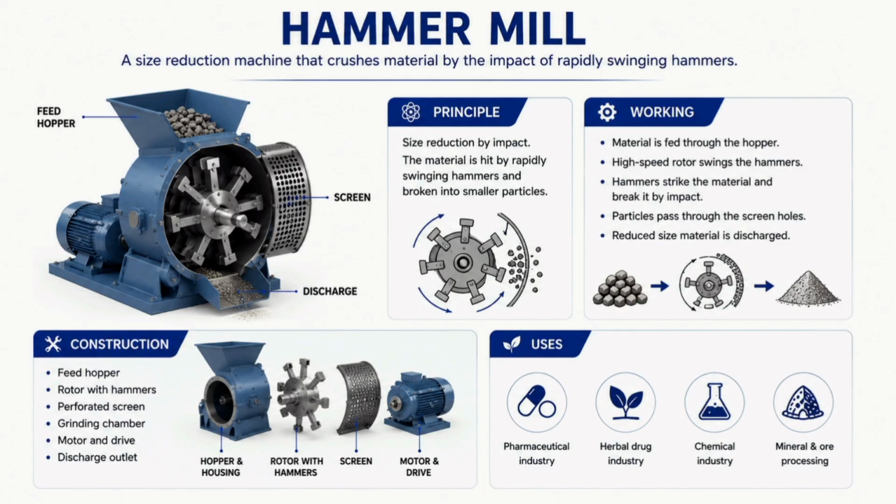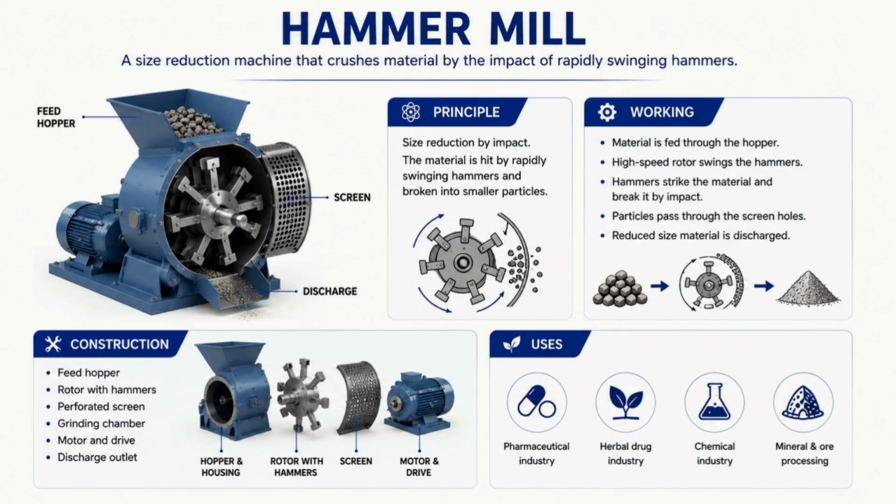The particle size depends on the screen size and rotor speed here. The machine is suitable for brittle materials only. Heat generation is less compared to some mills, and the hammer mill produces a uniform particle size, and the operation is continuous and very fast. The machine is widely used in the industries. Thus, the hammer mill is an important impact mill.